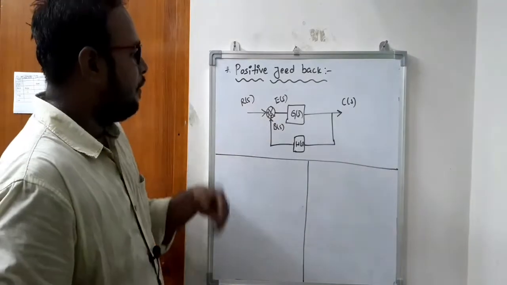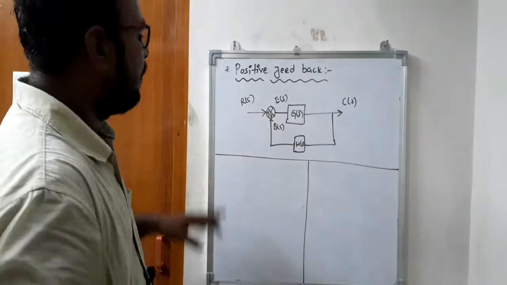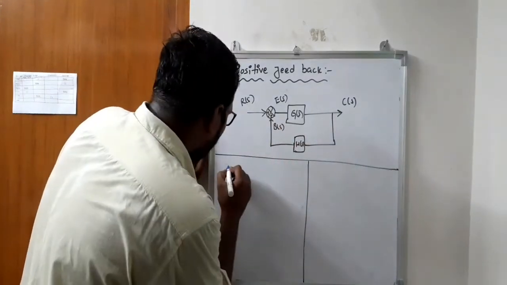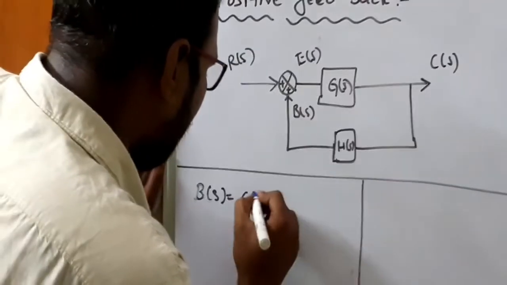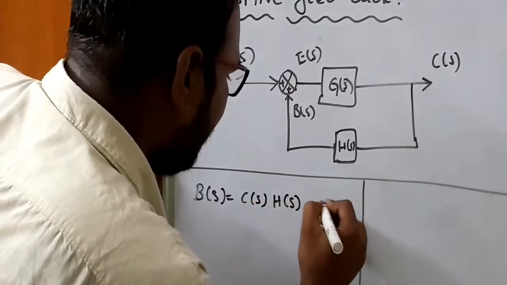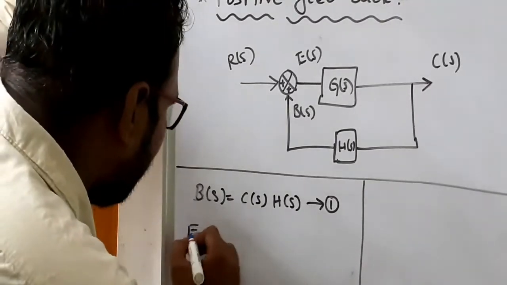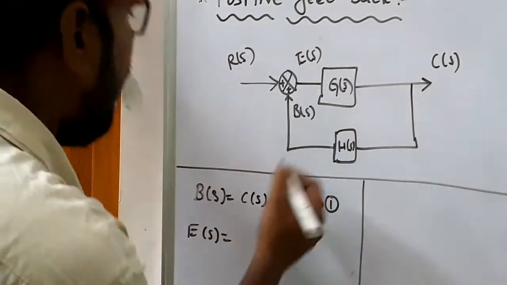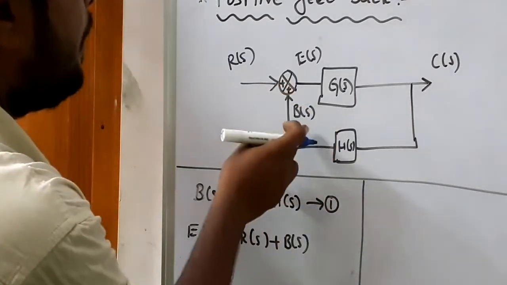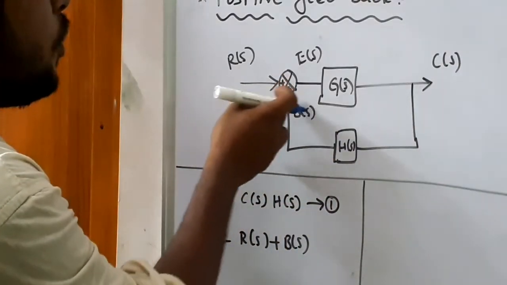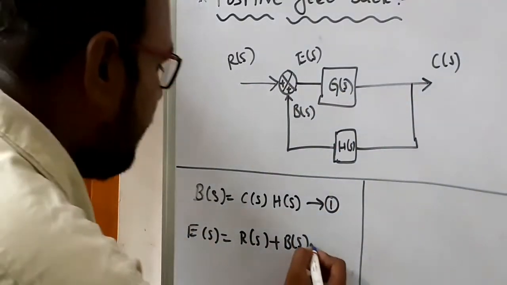From this we already discussed all the signals present in this. We are going to write that B of S is equal to C of S into H of S. Let it be equation 1. And coming to equation 2, the error signal E of S is equal to R of S plus B of S. Why? Because the B of S signal, which is the feedback signal, is given to the positive sign. Let it be equation number 2.